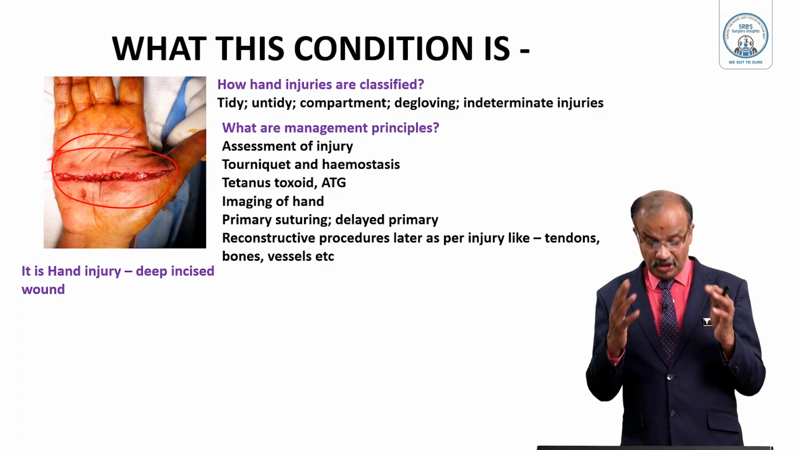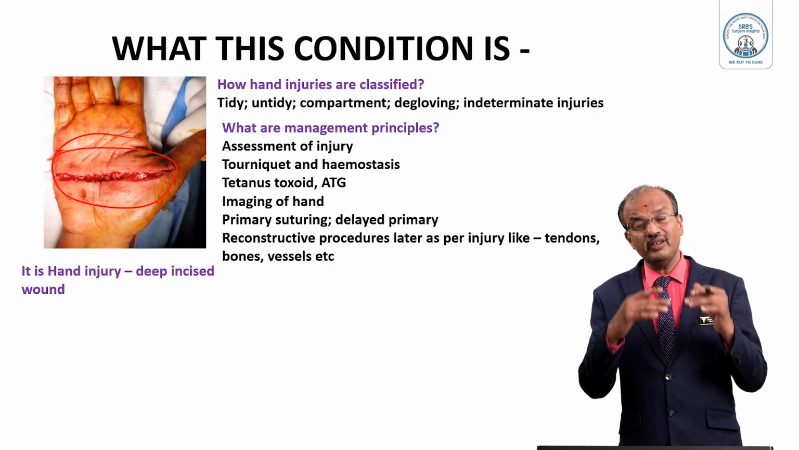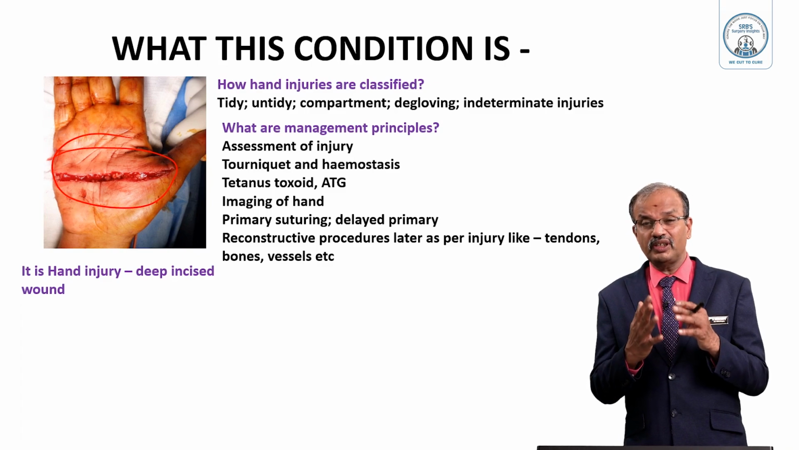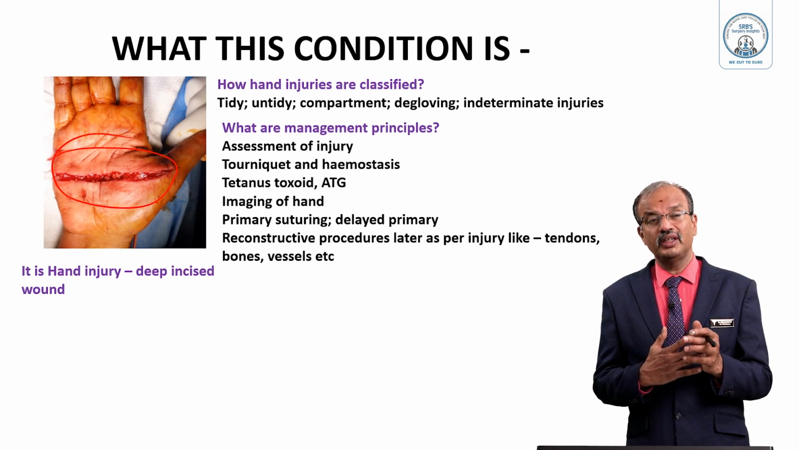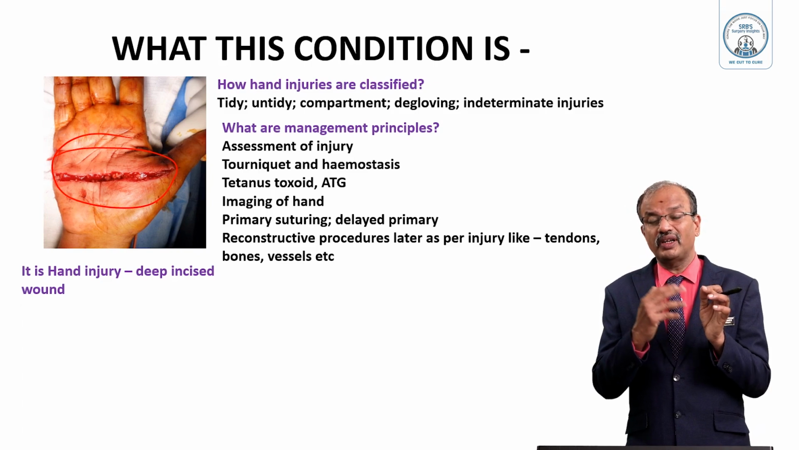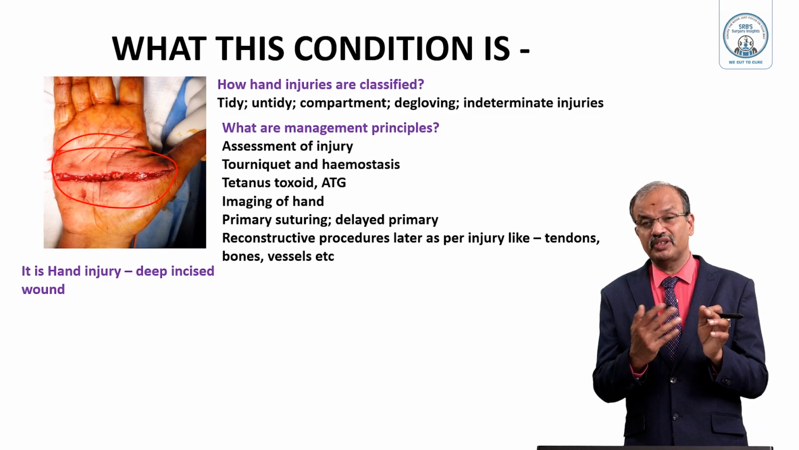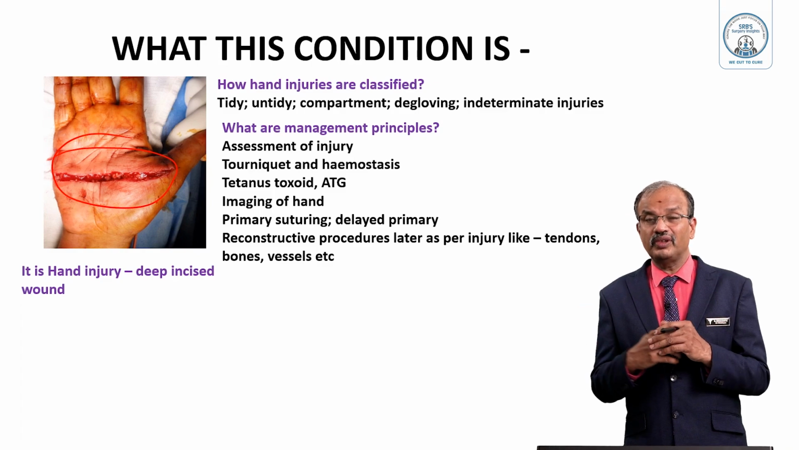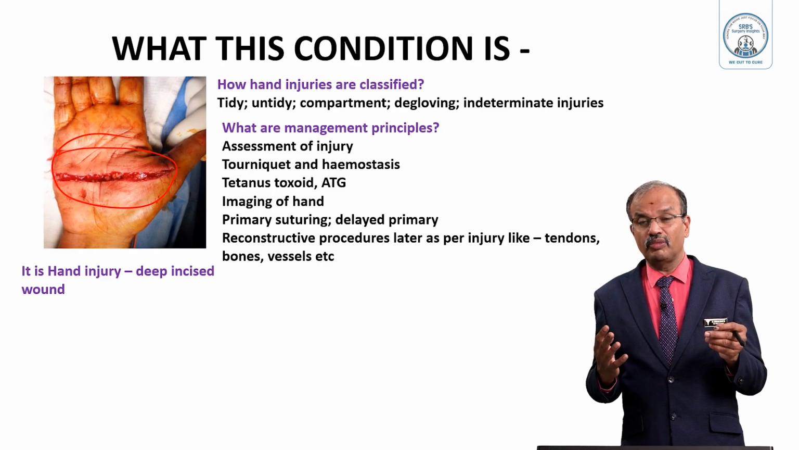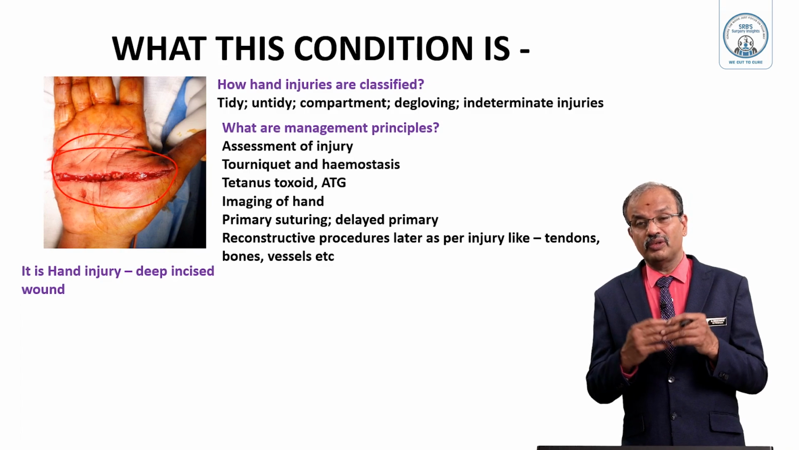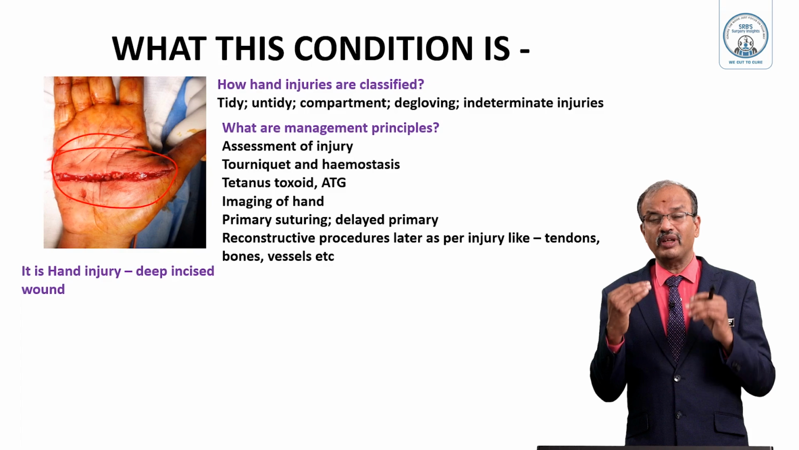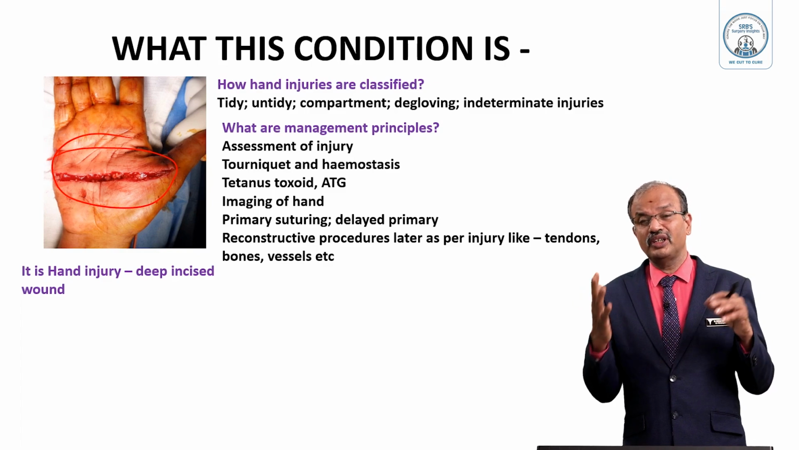Reconstructive procedure can be done later or at the same time, depending on the availability of the reconstructive surgeon, the condition of the patient, and the tissue, how bad it is. If it is an untidy wound, you can't do the reconstruction at the same time. You have to wait for everything to settle down. In delayed reconstruction, sometimes you have to do tendon transfer, sometimes vascular anastomosis, sometimes plating for the small bones. So management of hand injury is many times a staged procedure, not a single setting.